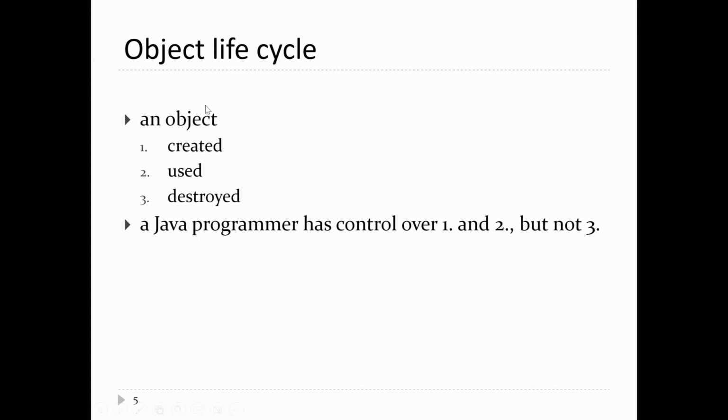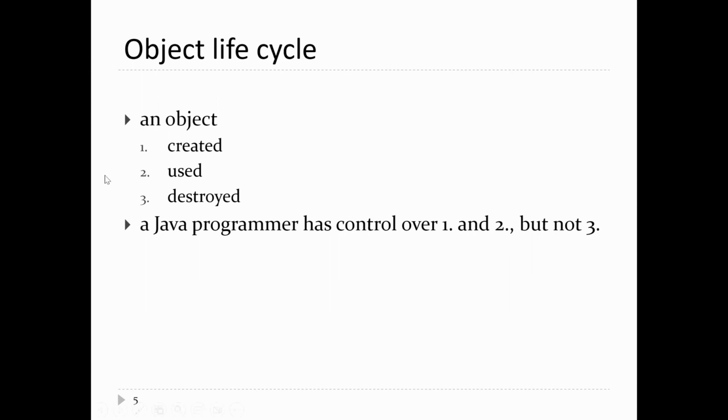So the object lifecycle looks as follows. To use an object, you have to make an object, so you have to create an object. Then, of course, once you've created the object, you can use it. And then when you're done with the object, that object has to be destroyed because it's eating up resources. It's occupying memory. It may have other computing resources that it's holding onto. So that object has to be destroyed so that the resources can be returned back to the Java virtual machine.